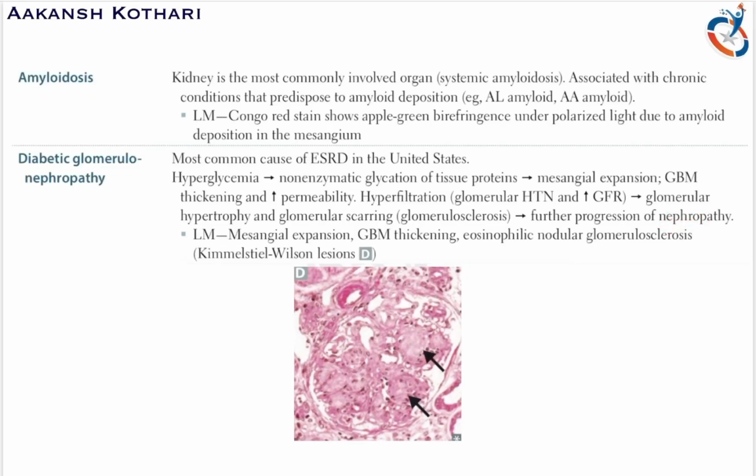Now, what is seen under light microscopy is mesangial expansion. We can see over here. The mesangium is expanded, correct? There is glomerular basement membrane thickening. And we see eosinophilic nodular glomerular sclerosis. In this histology of the kidney, in conditions of diabetic glomerular nephropathy, we see a hallmark lesion. Okay, I have pointed with the arrow. These hallmark lesions are called as the Kimmelstiel-Wilson lesions. Is it clear? So this is all about nephrotic syndrome.